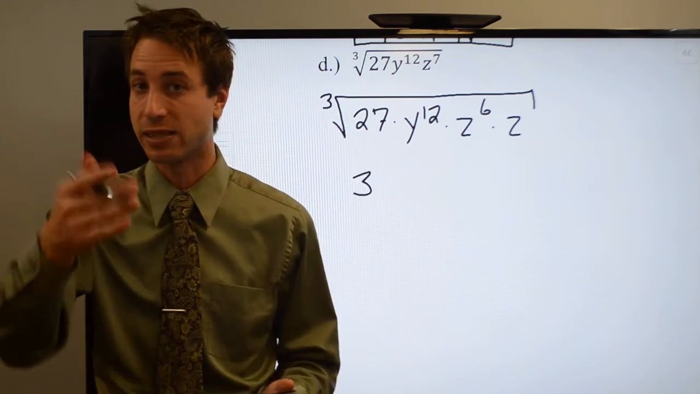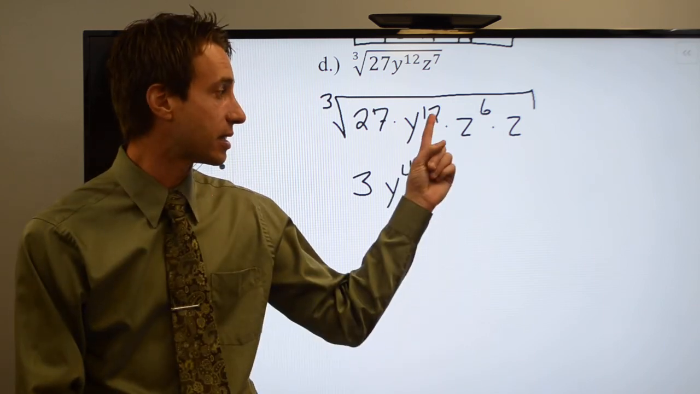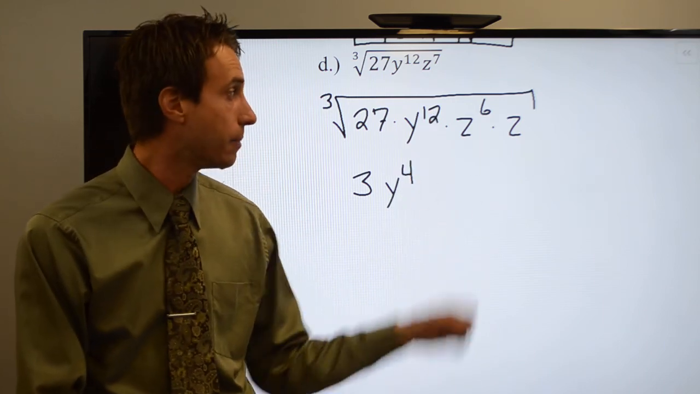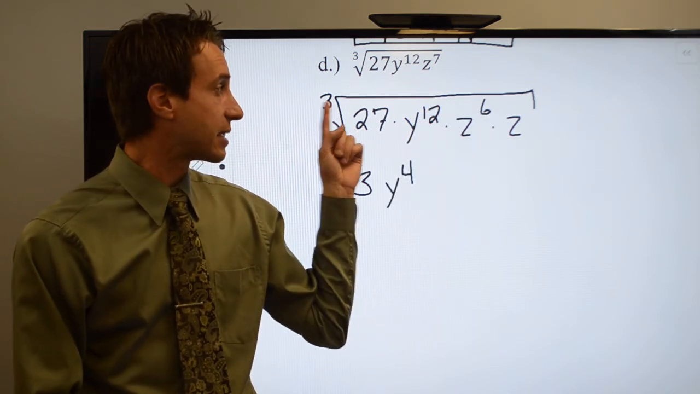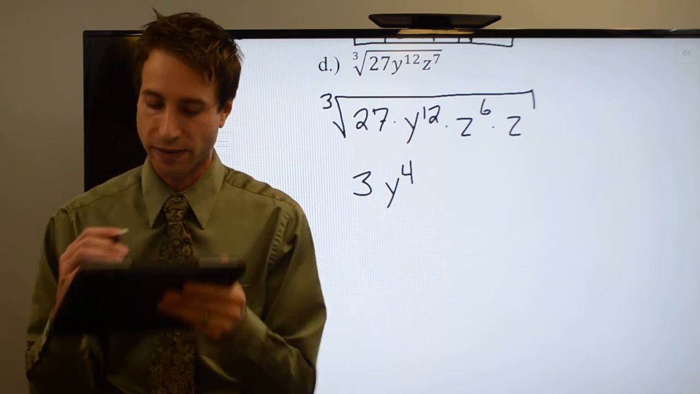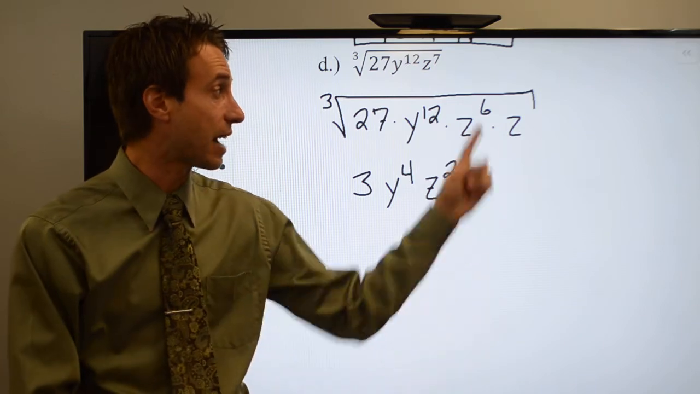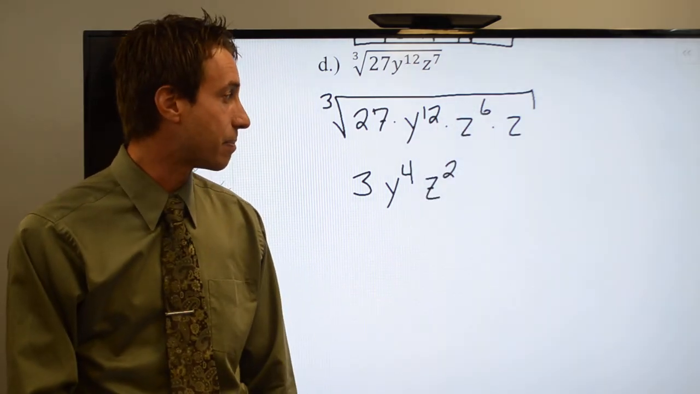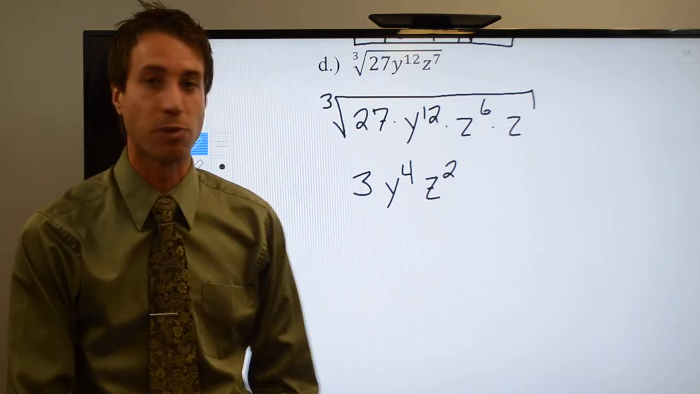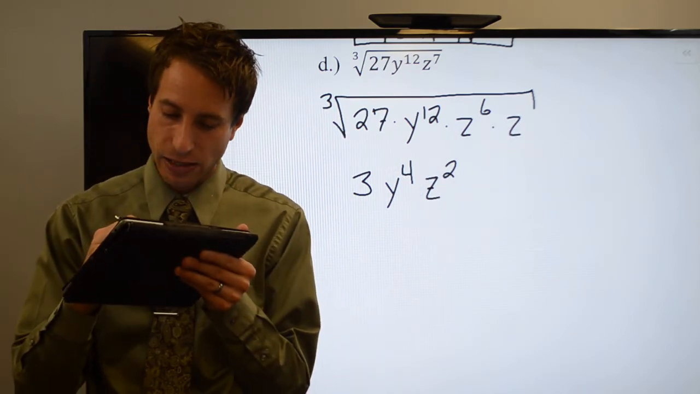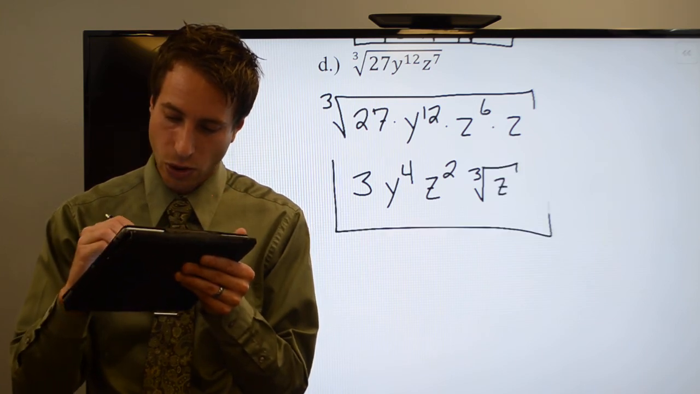12 divided by 3 is 4. So y to the 4th. I don't need absolute value because it's an even power, so we're good. 6. My power is 6. My index is 3. 6 divided by 3 is 2. So I'd have a z squared. I don't need absolute value because it's an even power and an even power. And there's nothing you can do, right? 1 is not divisible by 3, so you just leave it as the cubed root of z. And that's it. That's all you can do.